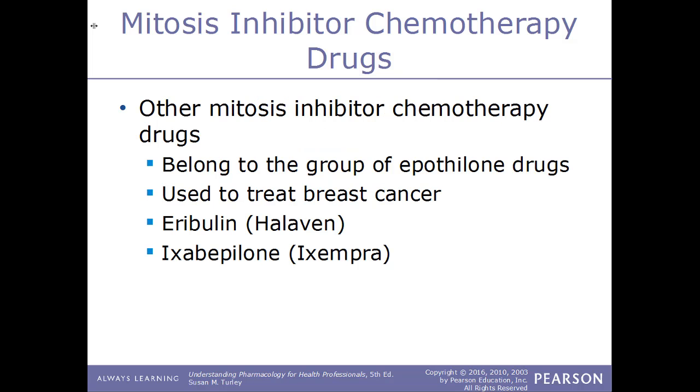Some other examples of mitosis inhibitor chemotherapy drugs belong to a different group of drugs called the epothilone drugs. And these also act on the microtubules to disrupt mitosis. And these are used to treat breast cancers. And some examples of this kind of drug would include eribulin, known by its trade name Halaven, and also the drug ixabepilone, known by its trade name Ixempra.